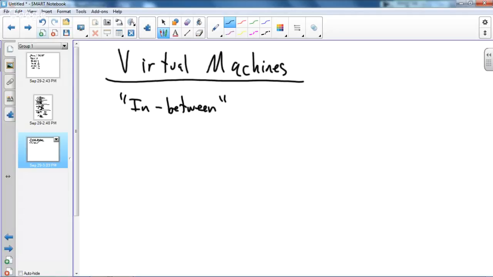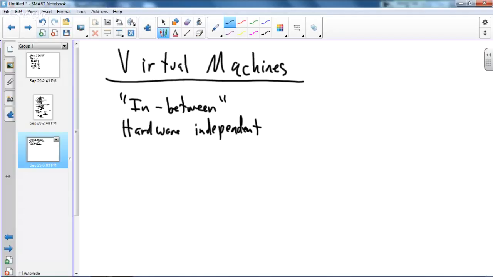It looks like a high-level machine language for the most part. Major goal of all virtual machines is to try to be hardware independent.